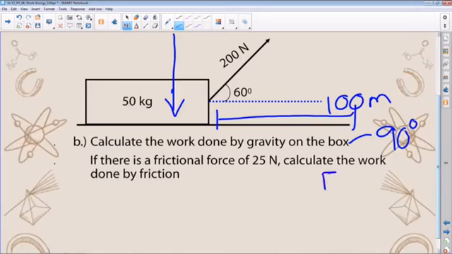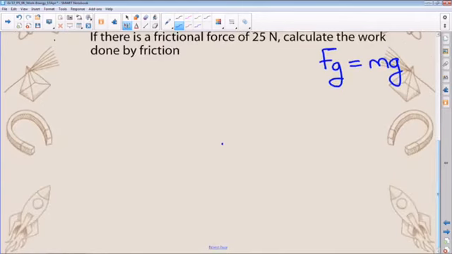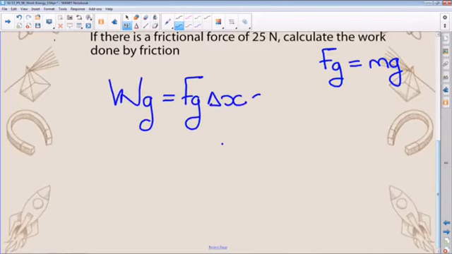In my equation, I'm going to use the fact that Fg equals mg, mass times gravitational acceleration. We know this. So when I do work done by gravity, this is where your subscripts are so important, because work done by gravity is going to be the force of gravity times the distance it moves times cos theta. Now, we're going to have to work out mg, and you can write it as another equation.